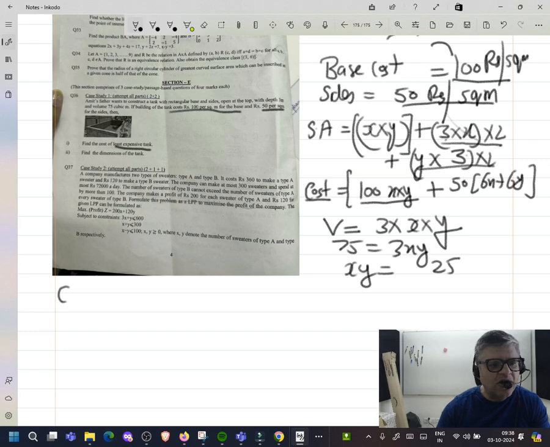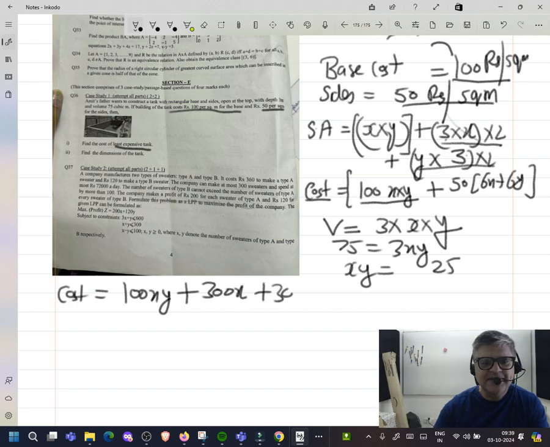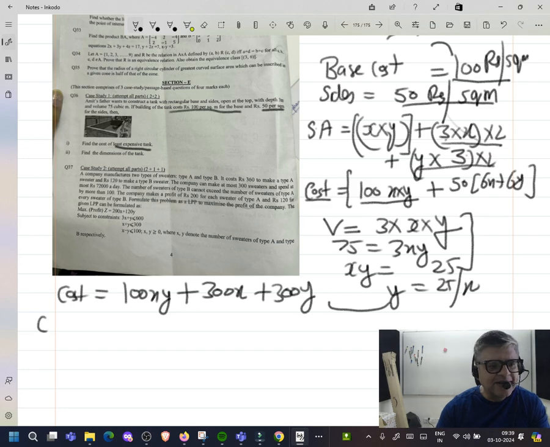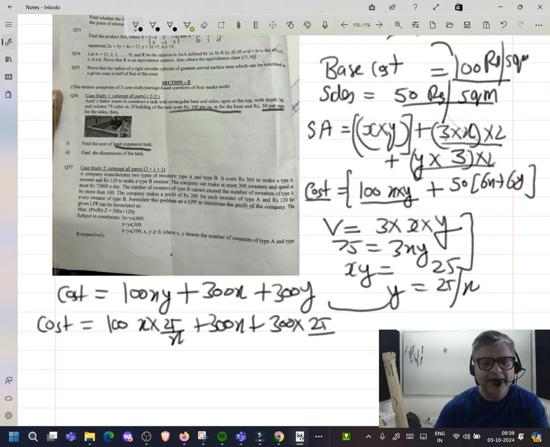So let's say the cost is now coming out to be 100xy plus 300x plus 300y. If I put y equal to 25 by x from my volume and substitute it here, I will get cost equal to 100 into x into 25 by x plus 300x plus 300 into 25 by x.